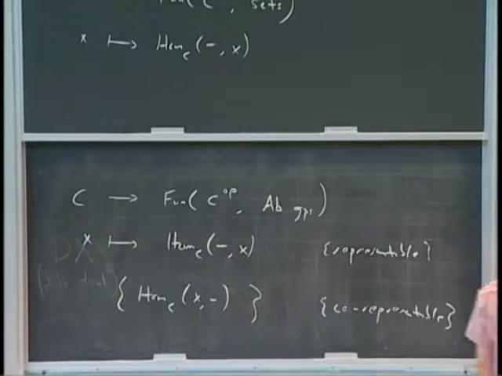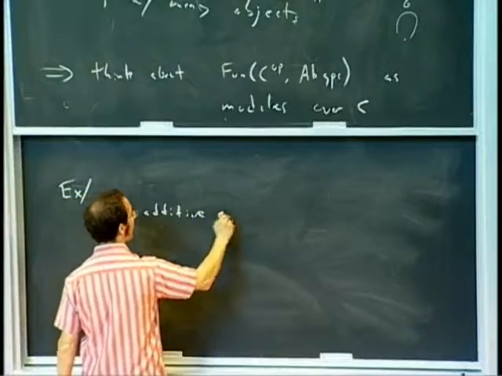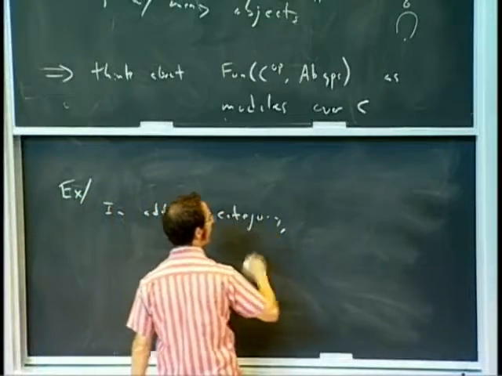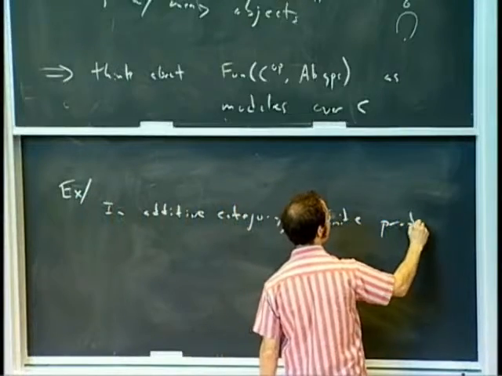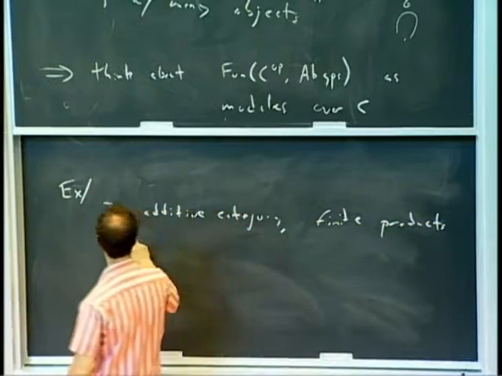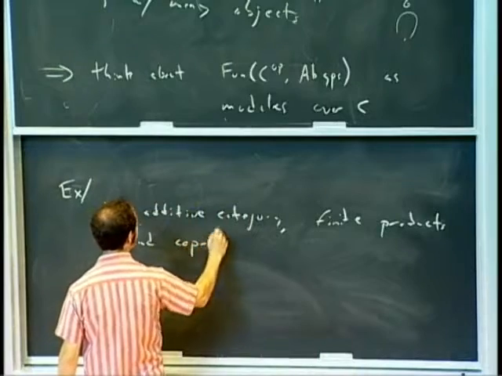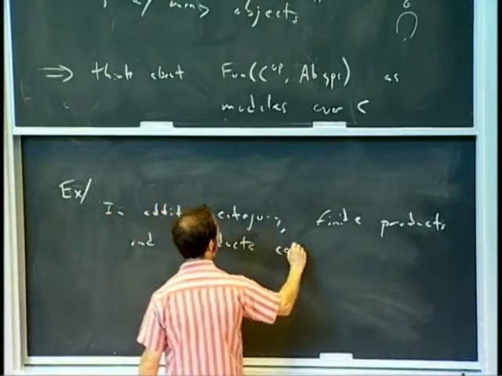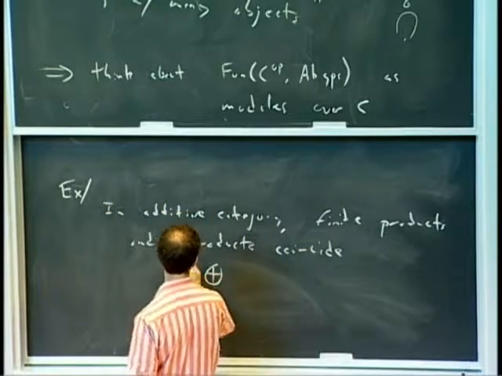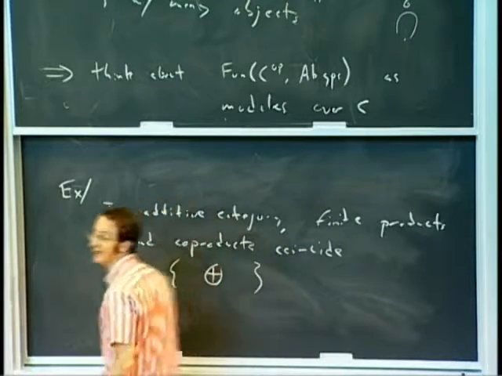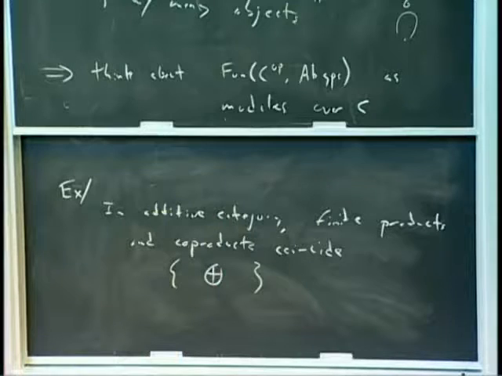This is an exercise. So an exercise is that in an additive category, finite products and coproducts coincide, and we tend to write that as the direct sum. Okay?